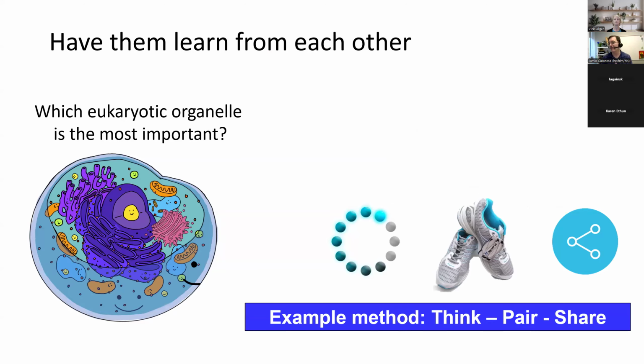Think-pair-share is one of my favorites. With think-pair-share, I could ask this very open-ended question: which eukaryotic organelle is the most important?